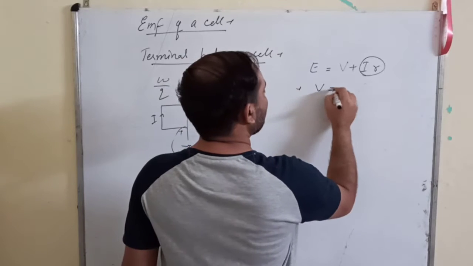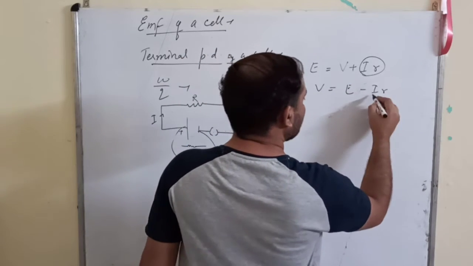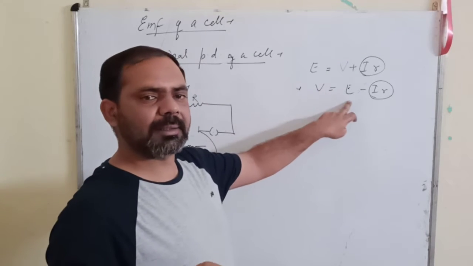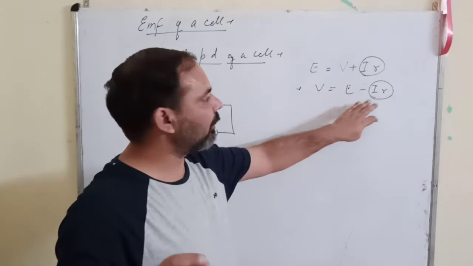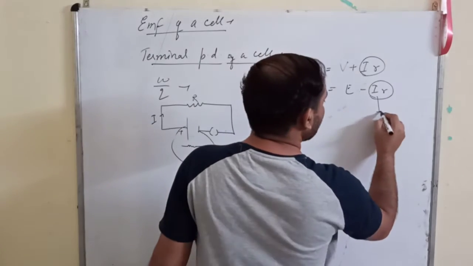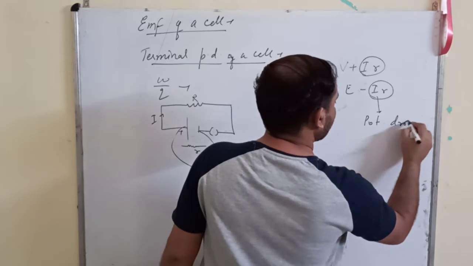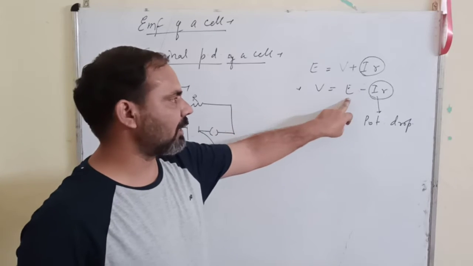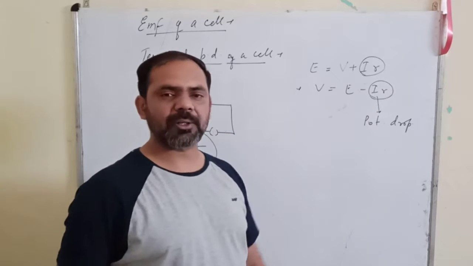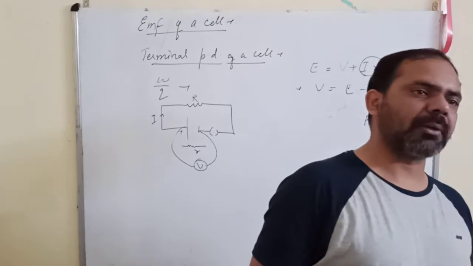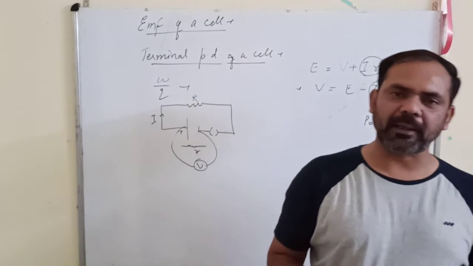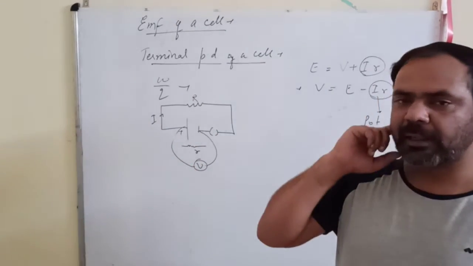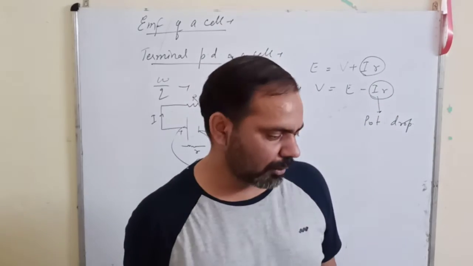So how much will V be? V equals E minus IR. This IR is the value by which V is less than E. Means V is less than E by this value. So this is called the potential drop. So terminal potential difference is equal to EMF minus the potential drop. What is potential drop? Potential drop is the amount of work done in taking the charge from the negative terminal to the positive terminal against the internal resistance of the cell. That is potential drop.